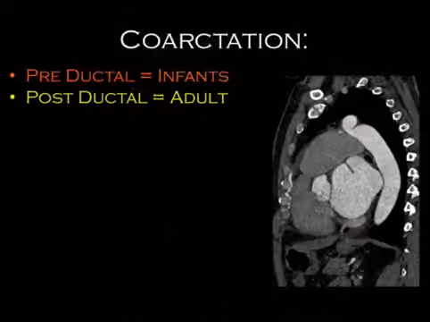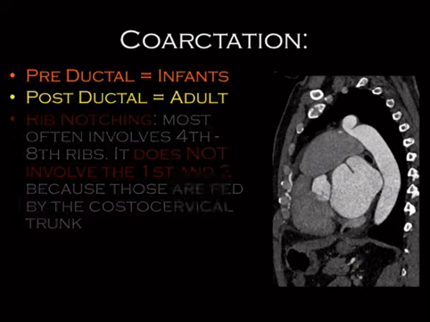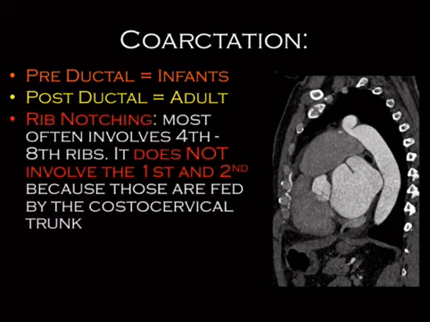So here's some trivia about coarctations. There's two main types. You can have preductal or you can have postductal. Preductal types are seen in kids, so I think premature, preductal, infant. Postductal, a little later on down in your life, like pre-K, preductal; post, after, later in life, adult.